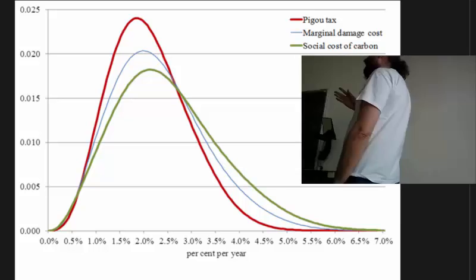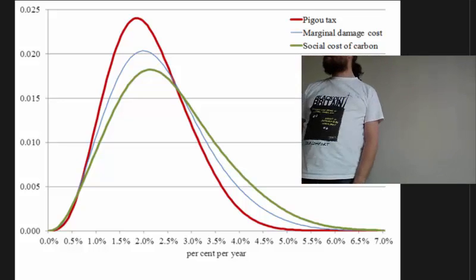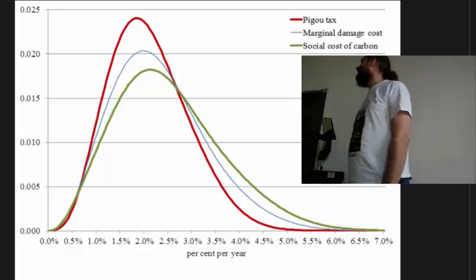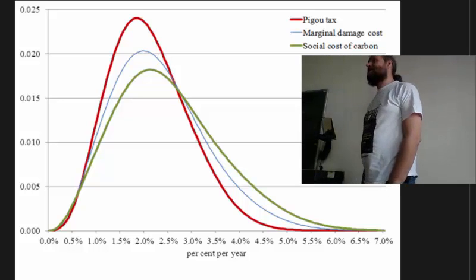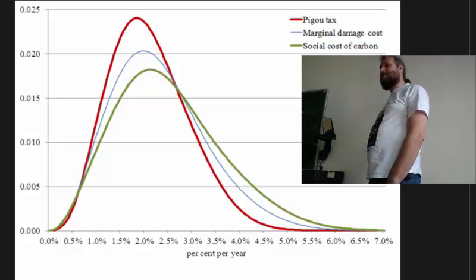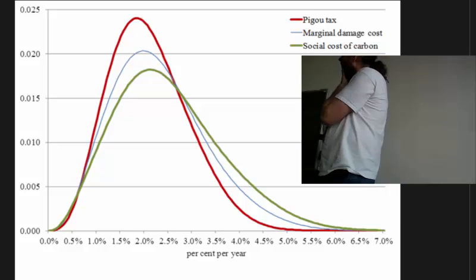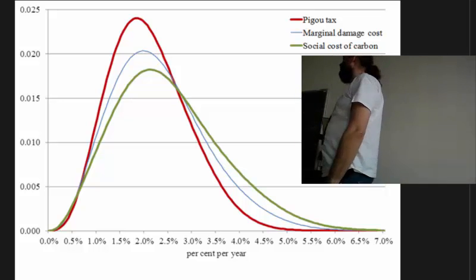You also see that just a little bit of tax takes away a lot of the tail. The bigger difference between the red line and the green line is not so much that the mode shifted slightly to the left, but that you take away a lot of the bad stuff that might happen. The low probability, high impact stuff disappears rapidly with the application of a small carbon tax.